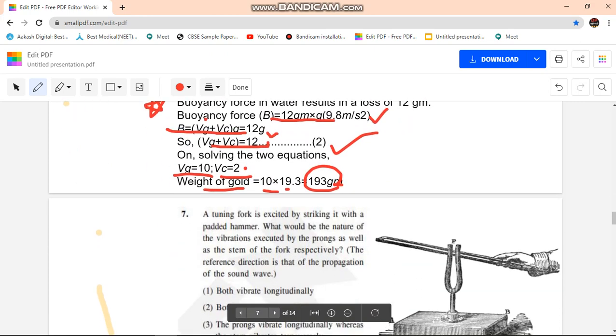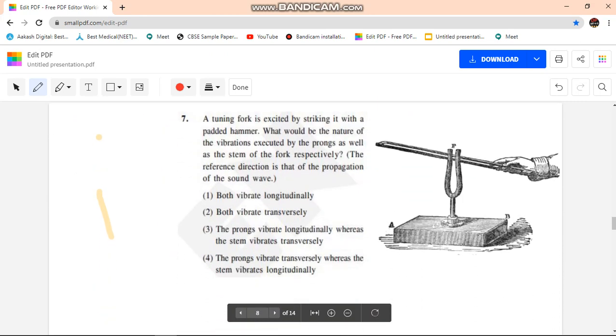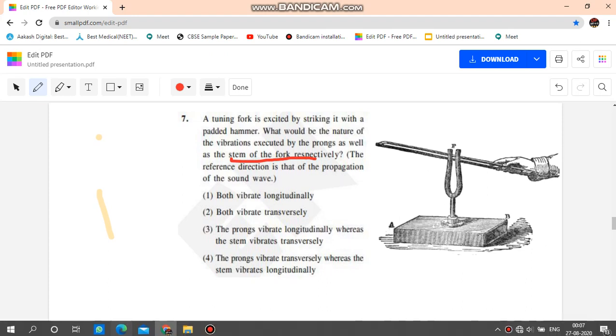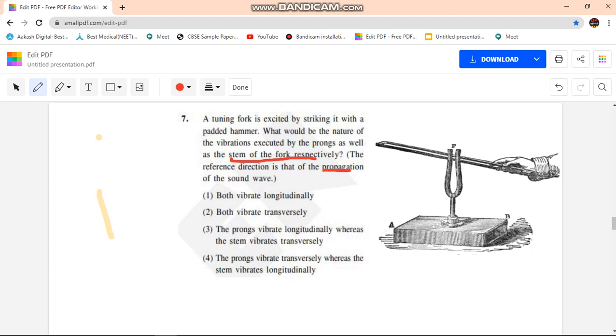Moving on to our next question, or you can say the last question. A tuning fork is excited by striking it with a padded hammer. What would be the nature of the vibration executed by the prongs as well as the stem of the fork respectively? And the reference direction, what do we have to use? The propagation of the sound wave. We have to use this direction as reference.